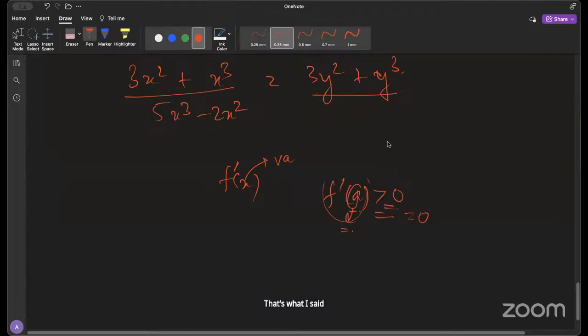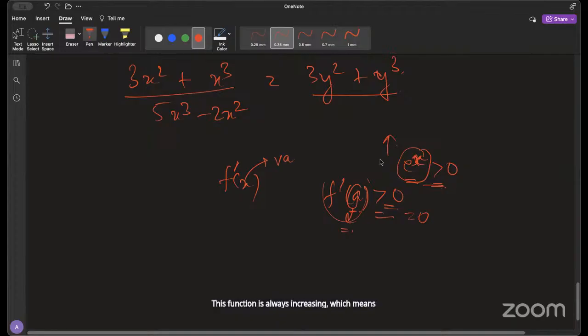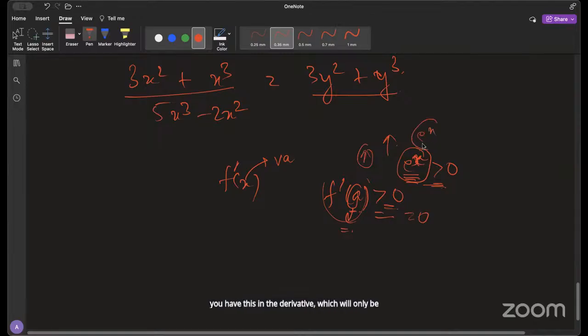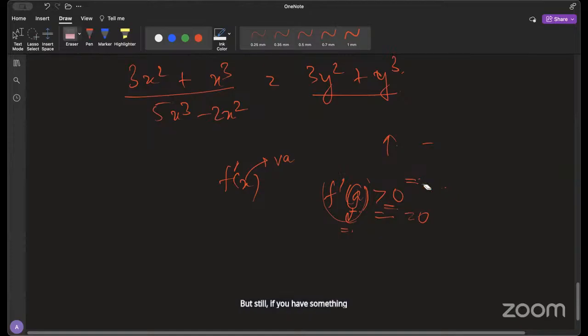That's what I said. When a function is strictly increasing, you get something like, let's say the derivative is e to the power x, then it's always positive. You don't even need to know the value of x. This function is always increasing, which means it was a strictly increasing function. You have this in the derivative, which will only be possible if the function itself is e to the power x. But still, if you have something which is obviously positive, then it's a strictly increasing function. You don't need to put values there.